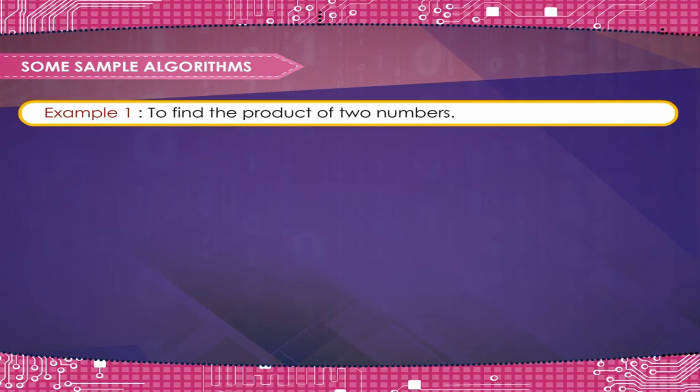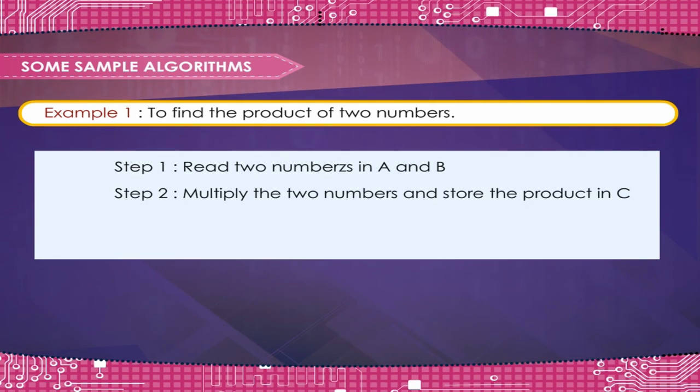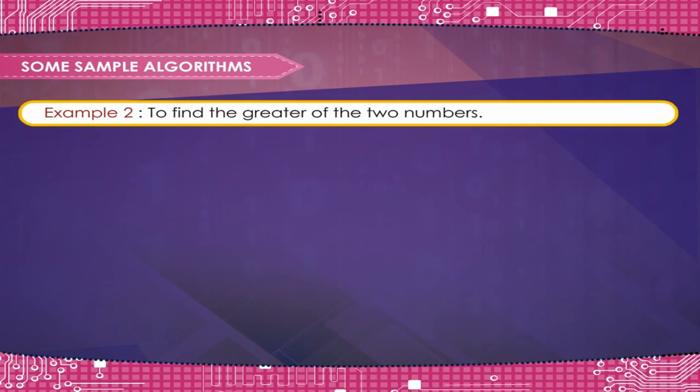Some sample algorithms. Example 1: to find the product of two numbers. Step 1: Read two numbers in A and B. Step 2: Multiply the two numbers and store the product in C. Step 3: Print C. Step 4: Stop.